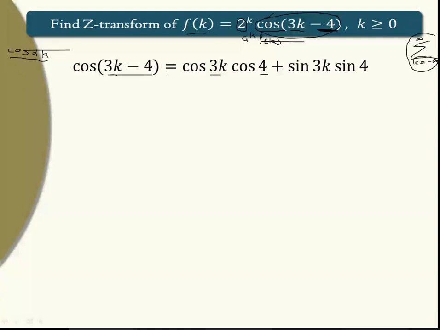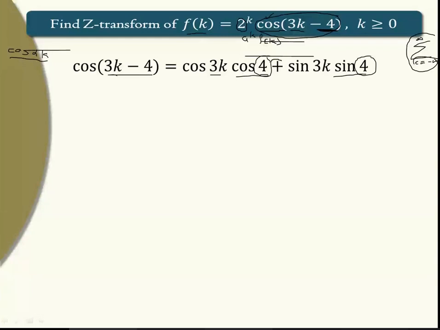And now take Z transform on both sides. Here you can see that there is no k. In this also there is no k. So these are the constant terms. And in Z transform, we can take constant term out of Z transform.